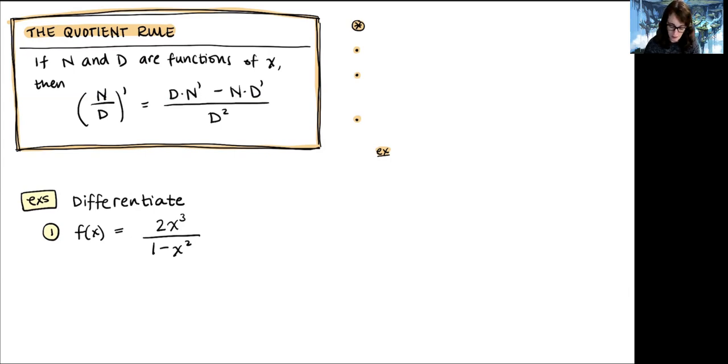So some notes about the quotient rule. The first note is that this means if we're going to differentiate a quotient, this is not going to be done by finding the derivative of the top and putting it over the derivative of the bottom, unfortunately. It would be so nice if that were the case, but it is not.